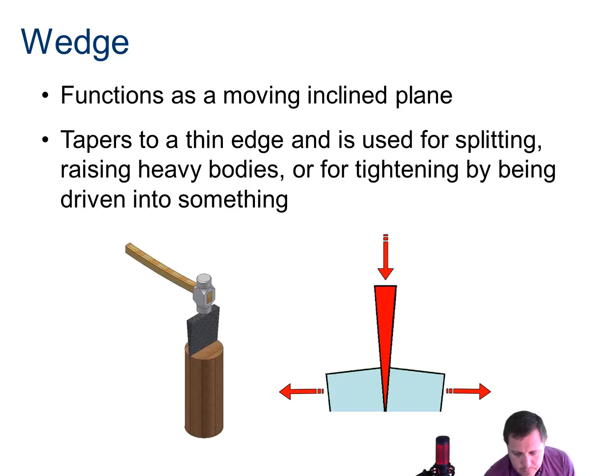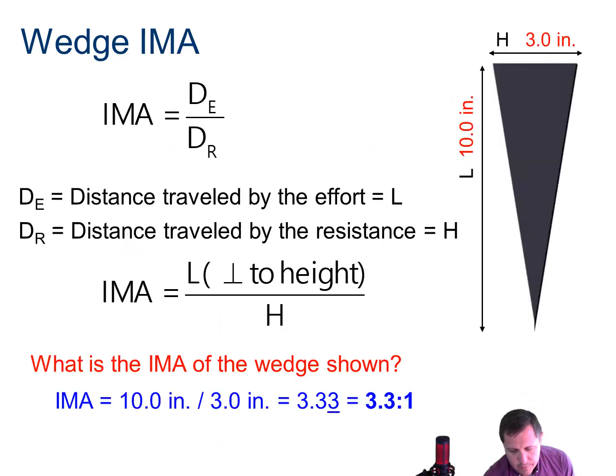Okay? Now, let's check it out. For this here, notice how your DE, your effort distance, would be the distance traveled straight down. Okay, it's perpendicular to the height. It's not going to be the slope. It's going to be perpendicular to the height. So I drive something straight down. The DE would be that length straight down.